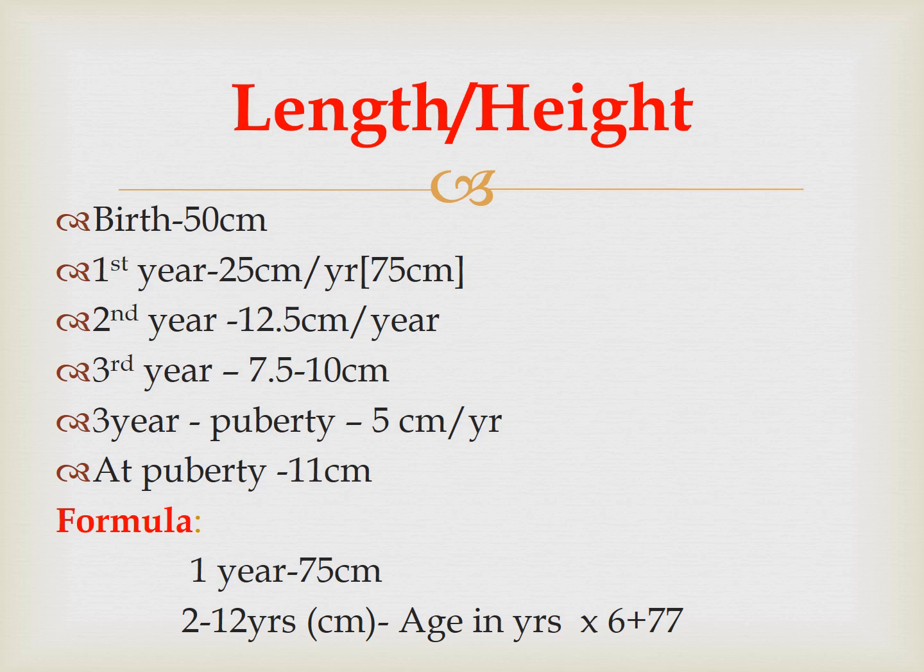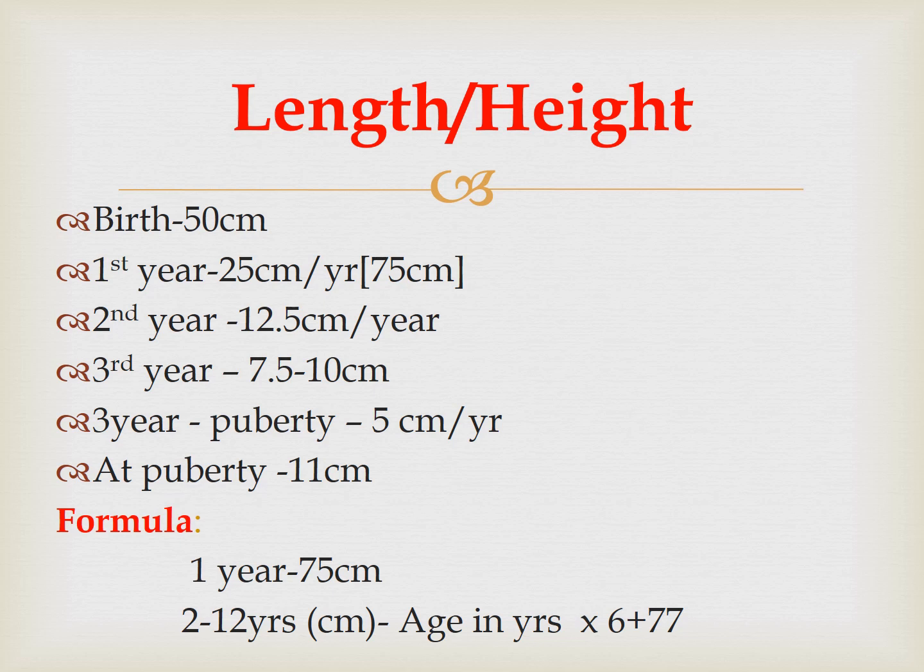Then the velocity of length: in the first year of life a child grows 25 centimeters per year. So if the birth length is 50 centimeters, adding 25 for 1 year, it becomes 75 centimeters. So this baby should be 75 centimeters by 1 year. And in the second year of life they gain 12.5 centimeters per year. In the third year of life they gain 7.5 to 10 centimeters per year. And from the third year till puberty the growth is steadier, with a constant yearly gain.